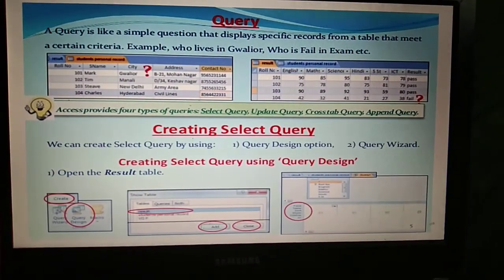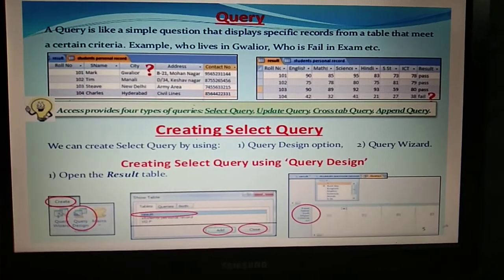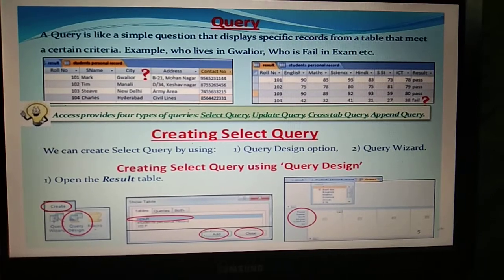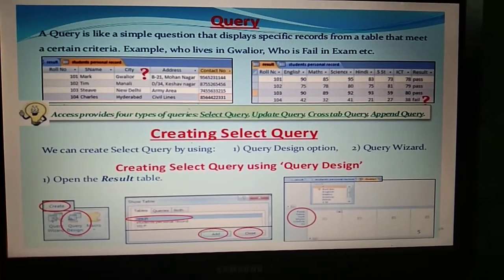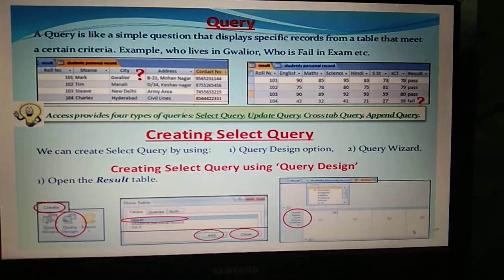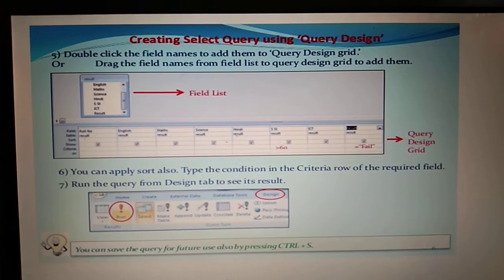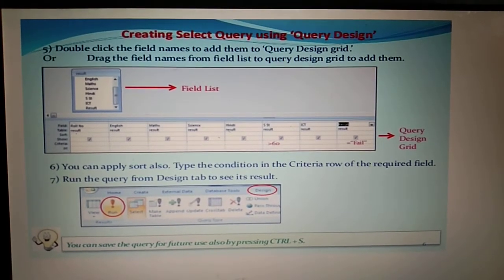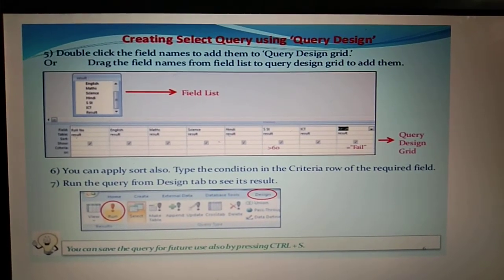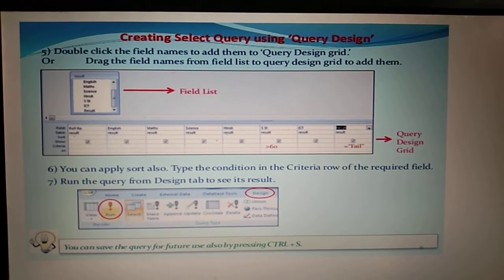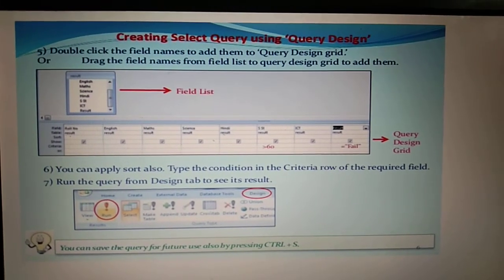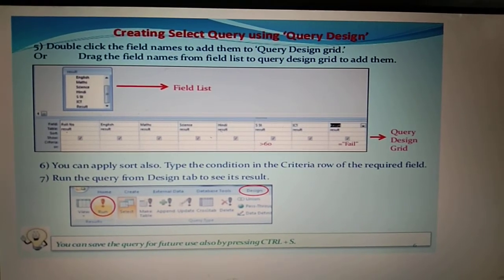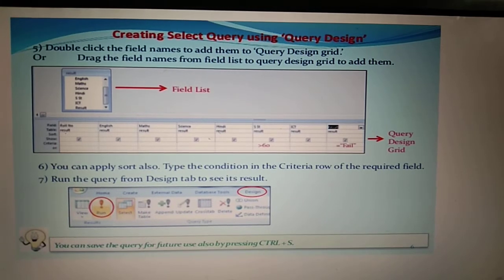So now the question arises: how to create a query. First of all, creating a select query using the query design. After that, you have to click on the button to open the result table. So now the next step: creating a select query using the query design. Double click the field name and add it to the query design grid, or drag the field names from the field list of the query. Here you can find the field list and a query design grid.